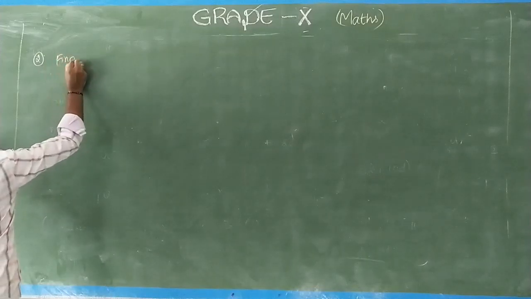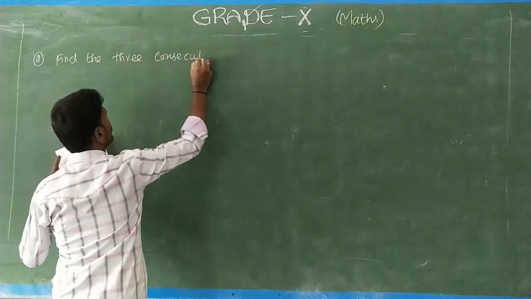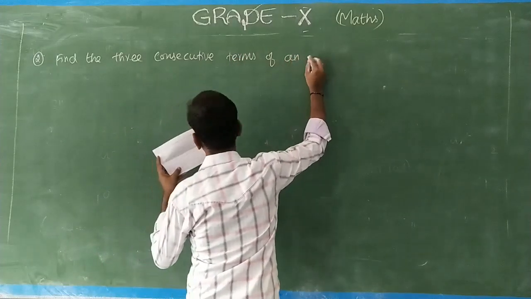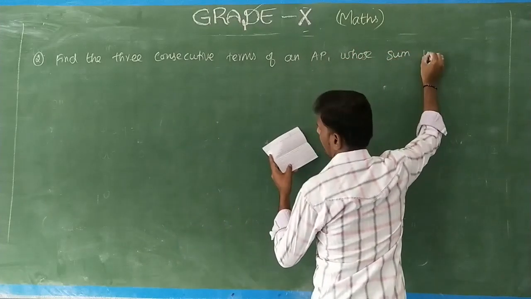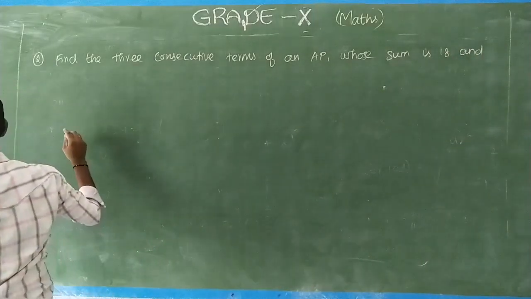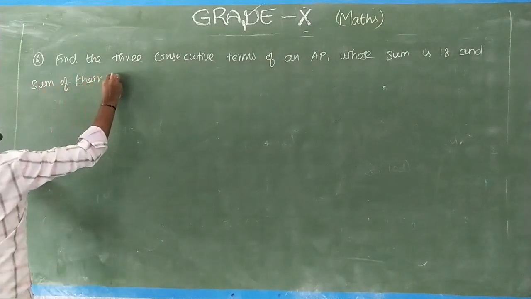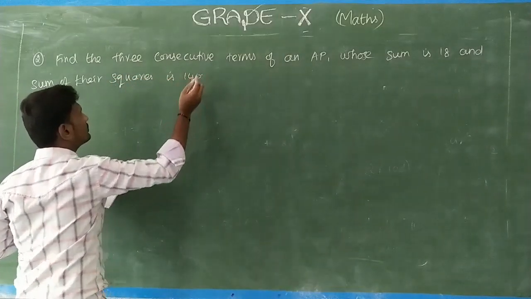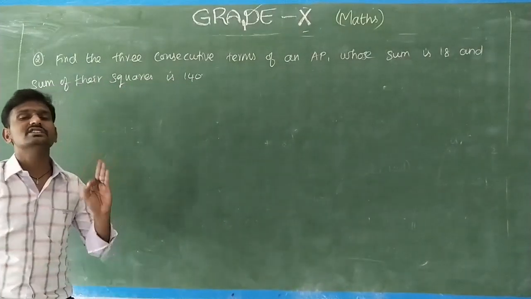Find the 3 consecutive terms of an AP whose sum is 18 and the sum of their squares is 140. Yes? Okay, listen. And before that, you should know what the 3 consecutive terms of an AP are.